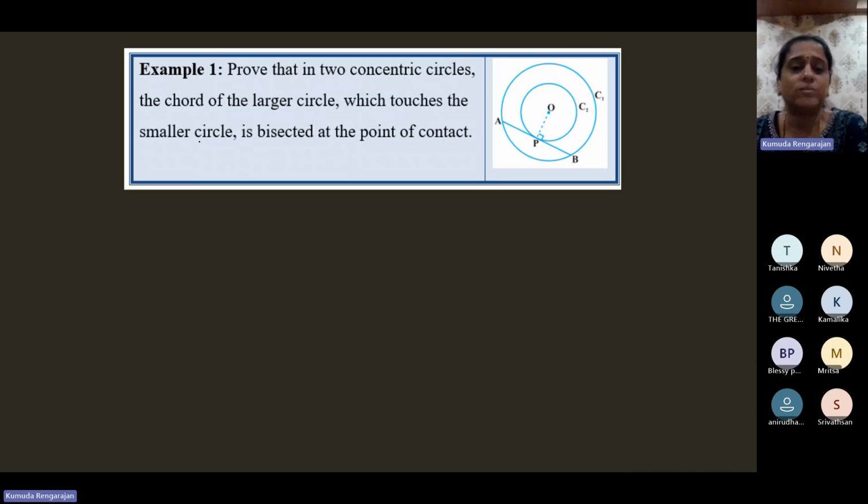So prove that in two concentric circles, the chord of the larger circle, which touches the smaller circle, is bisected at the point of contact, meaning you'll have to prove that PA is equal to PB. The line segment is bisected, meaning cut into two equal pieces. PA is equal to PB.